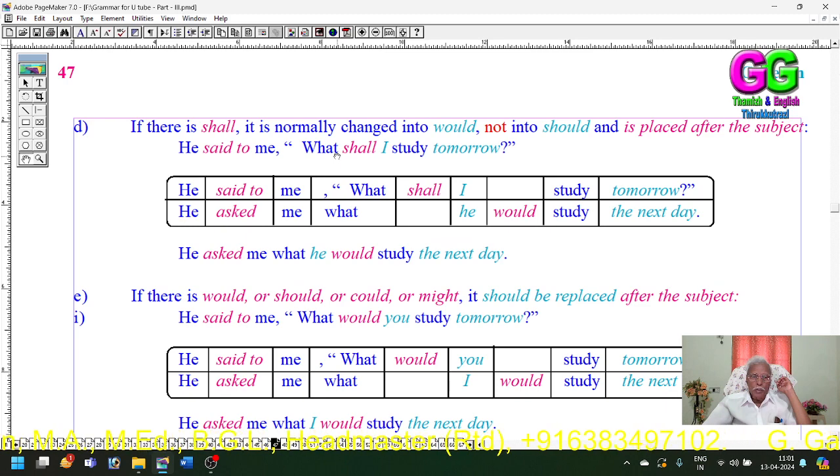He said to me, "What shall I study tomorrow?" Said to asked me, what. Shall has been changed into would and placed after the subject. And no change regarding the verb.